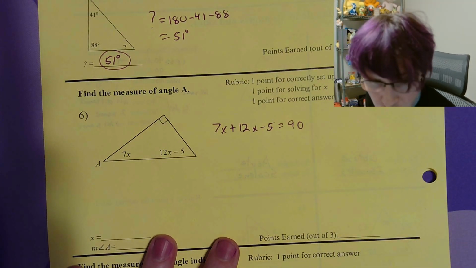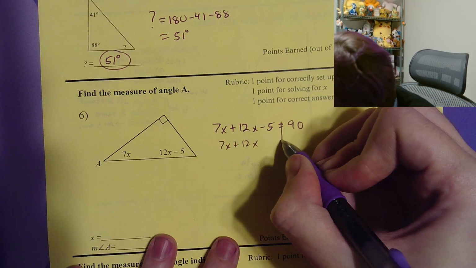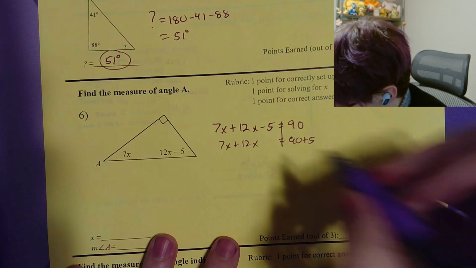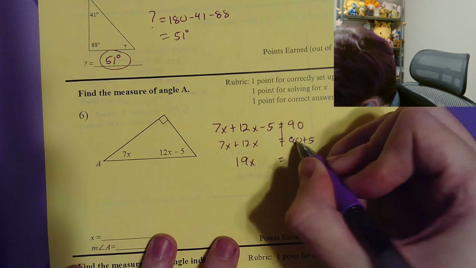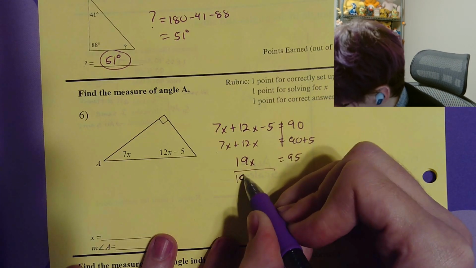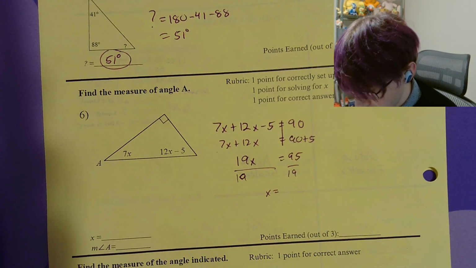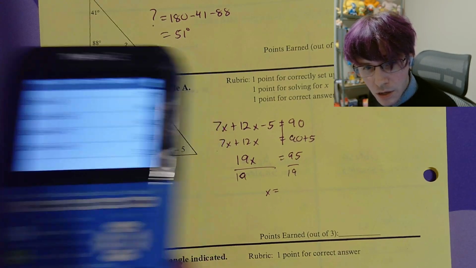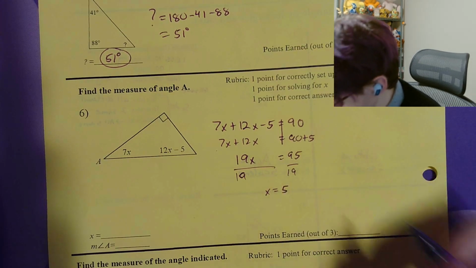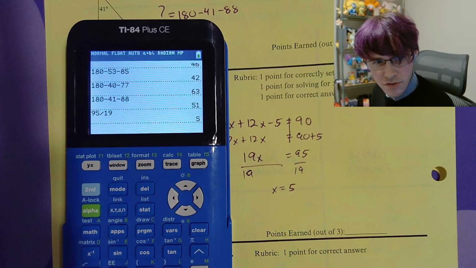Then we're going to do my little divide down the middle thing we've been doing all year. 7x copied, 12x copied, 90, adding 5 to the other side. 7 plus 12 is 19. 90 plus 5 is 95. We divide both sides by that 19. Final answer for x anyways. Calculator if you need it. Don't think we actually need a calculator for this one. 95 divided by 19 is 5. Just a double check for you. It's 5. There it is.